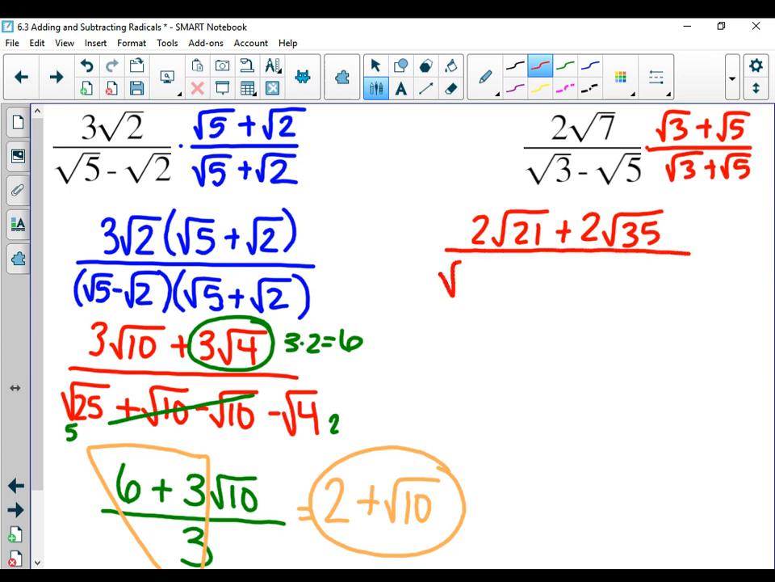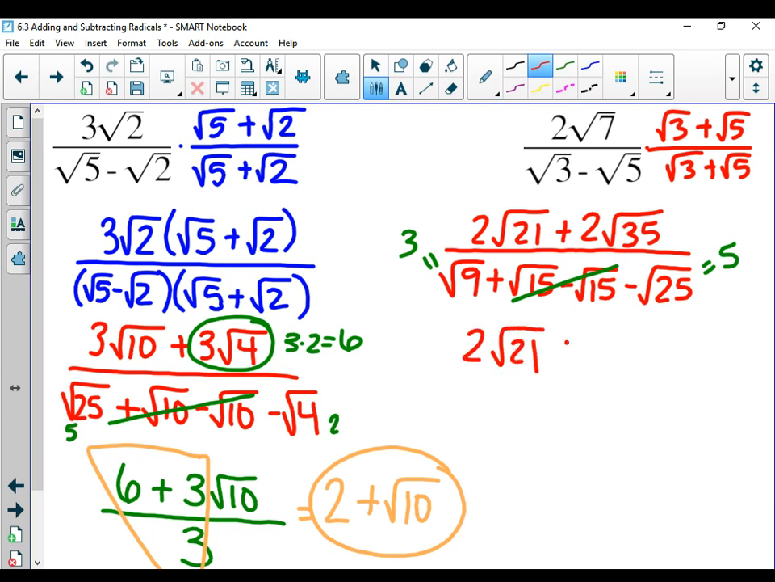All over, I get the square root of 9 plus the square root of 15 minus the square root of 15 minus the square root of 25. So again, my whole goal here is the middle term disappears. And this gets me 3. This gets me 5. So 2 square root of 21 plus 2 square root of 35 all over 3 minus 5, which gets me a negative 2.